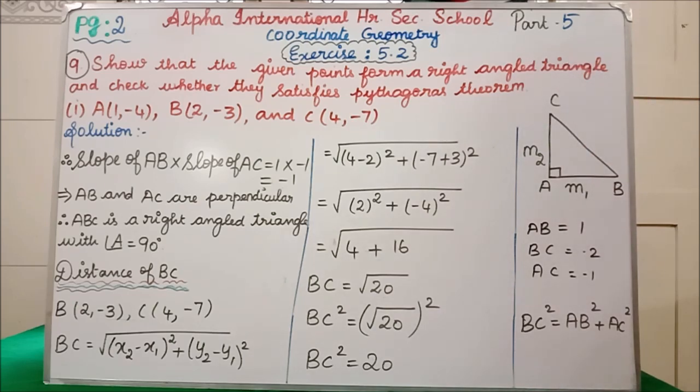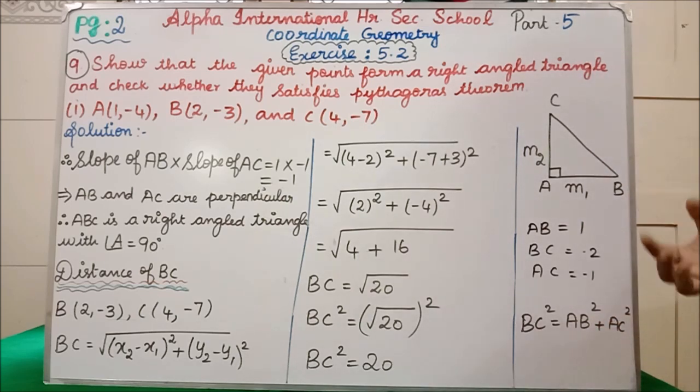The next we are going to prove is whether it satisfies the Pythagoras theorem. According to Pythagoras theorem, this way only we have to prove. What is this? Hypotenuse side square, BC square is equal to the sum of the squares of the remaining two sides. Remaining two sides are what? AB. So square means AB square. Sum means we are adding AC square.